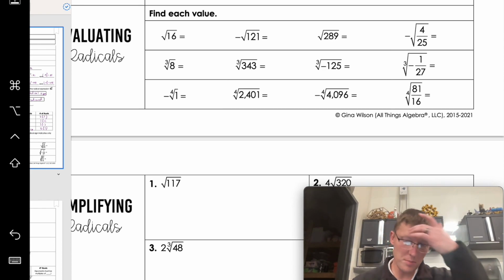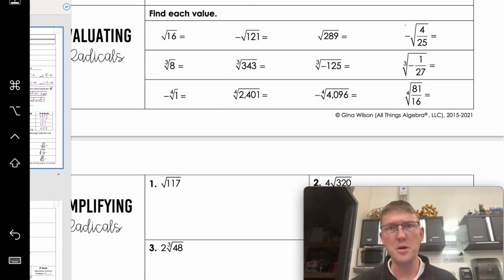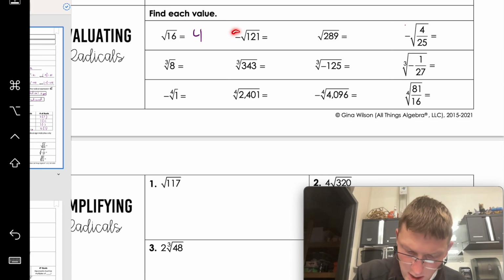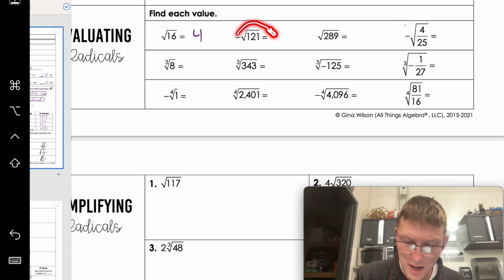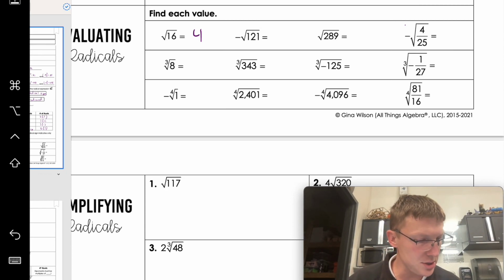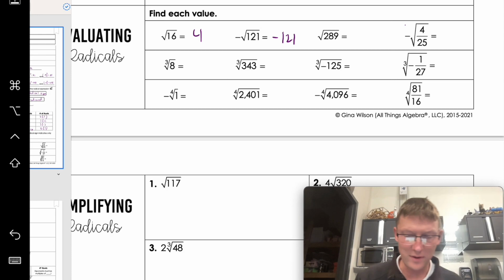I'm not going to do all of these, but notice how they put some of these negative signs in weird spots, so you need to make sure that you understand what's going on. If I were to do the square root of 16, that's going to be our 4. Then the square root of 121. Here that negative sign is on the outside of the radical sign. So we're just going to put that negative sign in our answer, but it does not affect the radical part. I'm going to do the square root of 121, I think it's 11, and then that negative sign is just going to stay on the outside.